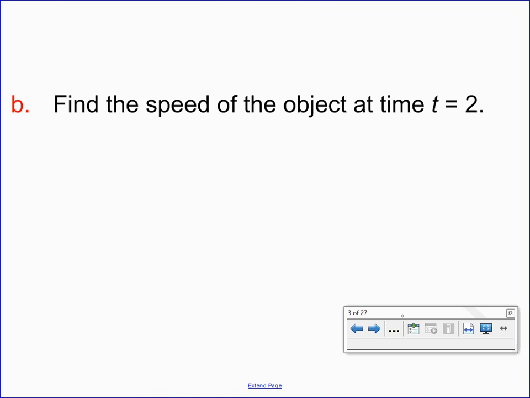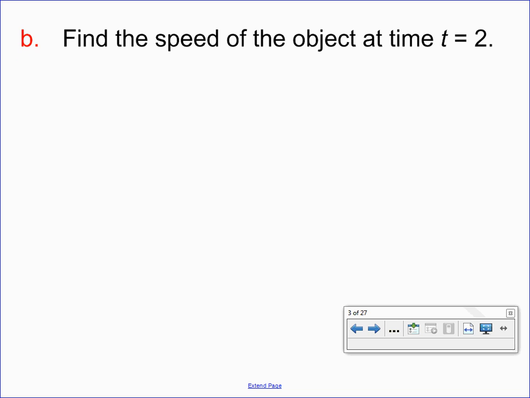So we need to be able to find the speed of the object at time t equals 2. Recall that speed involves the rate of change in my y-coordinate and my x-coordinate as a function of time. And so speed, just like in the Cartesian coordinate plane, is the absolute value of velocity. So the first thing we can do is write our velocity vector and then consider the magnitude of that velocity vector, given that that's the absolute value of velocity.